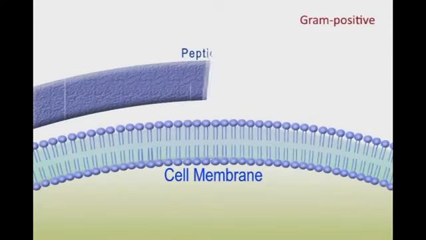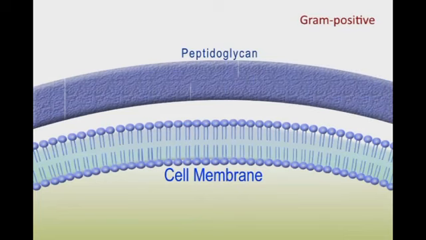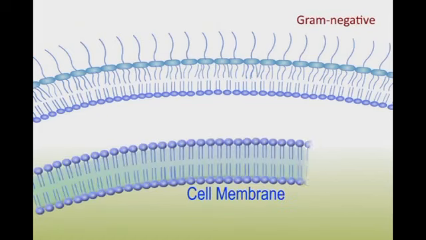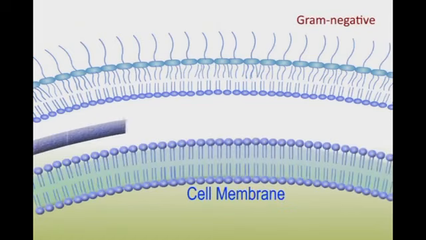The cell wall of gram-positive bacteria is composed mainly of a thick layer of peptidoglycan, whereas the more stubborn gram-negative bacteria have an extra outer layer above the peptidoglycan layer.